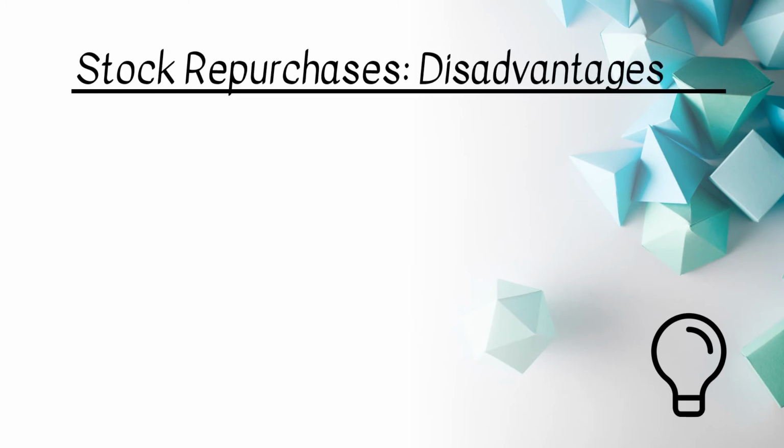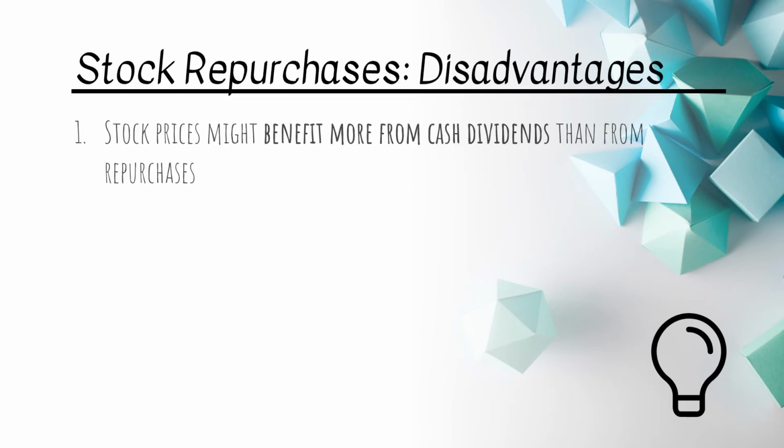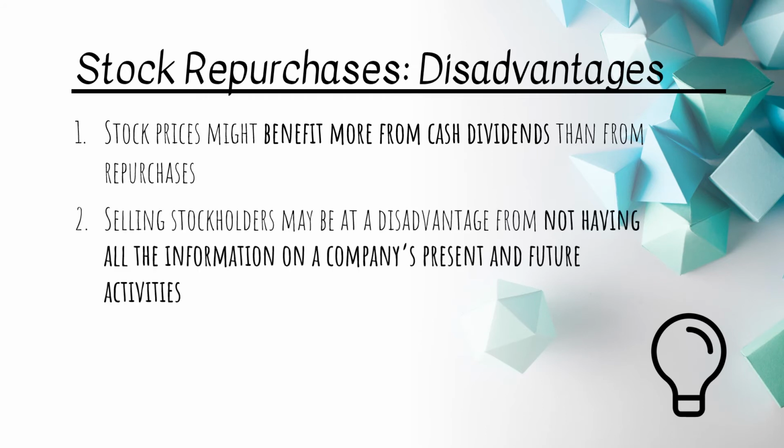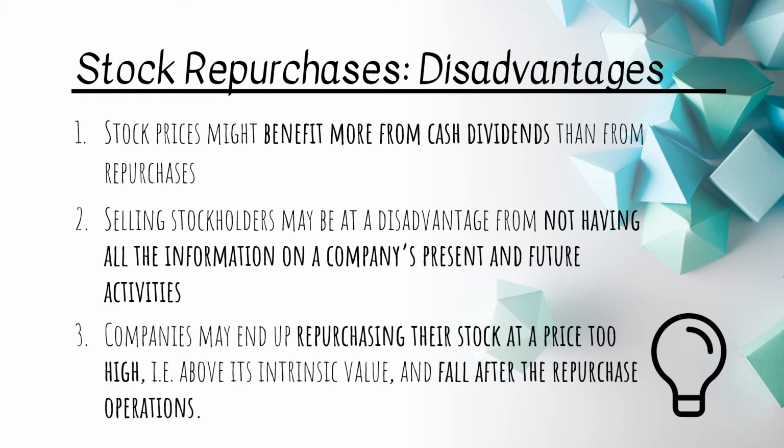Now, for the disadvantages of stock repurchases. First, stock prices might benefit more from cash dividends than from repurchases, since they are more dependable in signaling a company's confidence in its future cash flows. Second, selling stockholders may be at a disadvantage from not having all the information on a company's present and future activities, especially when management is repurchasing because it believes its stock price is well below its intrinsic value. Third, companies may end up repurchasing their stock at a very high price and then the price falls after the repurchasing, which is disadvantageous for the remaining stockholders.